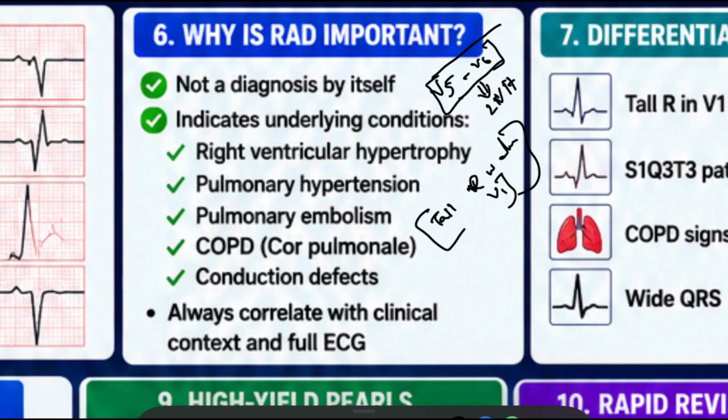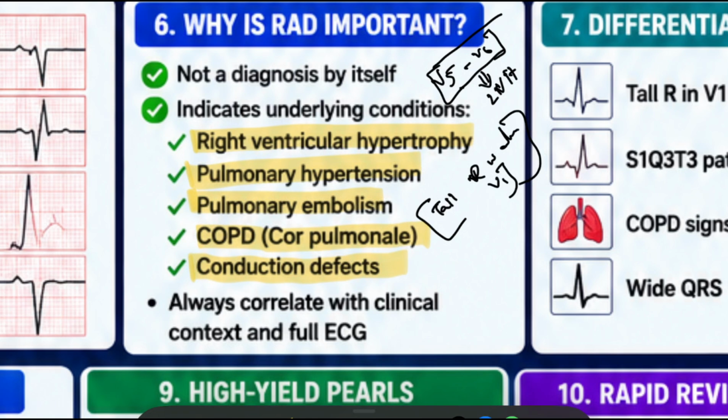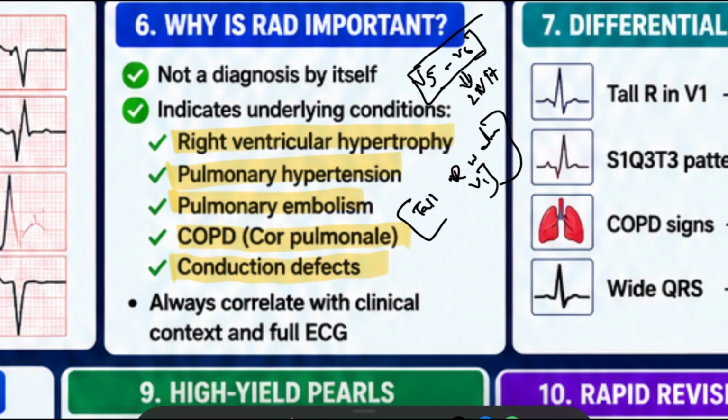Okay, so why is right axis deviation important? The right axis deviation is not a diagnosis by itself. It's a clue pointing toward conditions such as right ventricular hypertrophy, pulmonary hypertension, pulmonary embolism, and chronic obstructive pulmonary disease like cor pulmonale, and conduction defects like left posterior fascicular block, and chronic lung diseases. Always we have to correlate with clinical context and the full ECG.